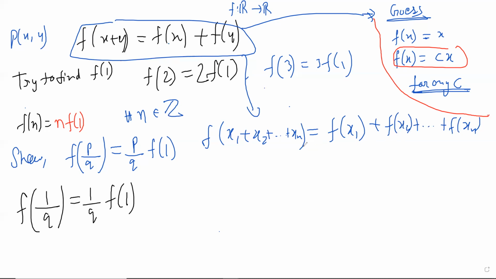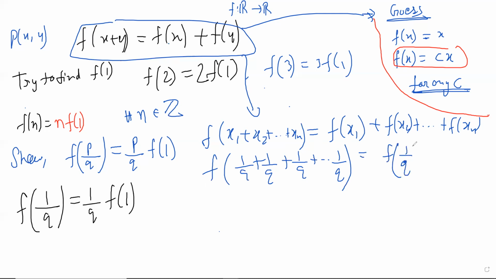Now, how are you going to use this to break down the one? And how do you relate the one and the q? So the way I see it is you relate the one and the q by taking the q copies of one by q, right? This is f of one. And then nobody is stopping me from writing it like this. So I can just write this. So can you finish it off from here?